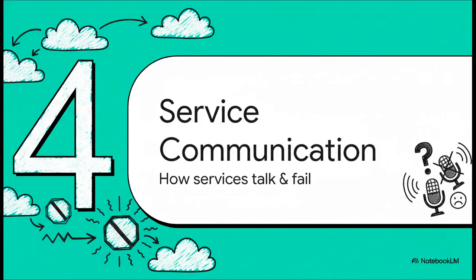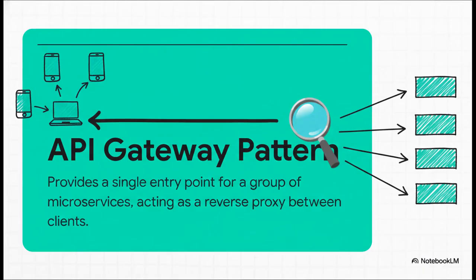Okay, let's move on to the next set of tools in the box. And this is where it gets really interesting. We're talking about patterns for service communication. It's not just about how services talk to each other, but maybe more importantly, what happens when one of them just suddenly stops talking. First up is the API gateway.